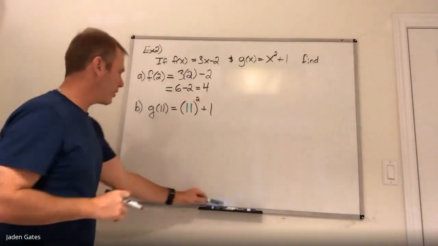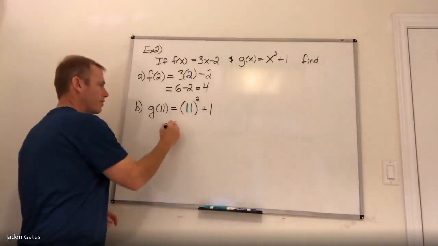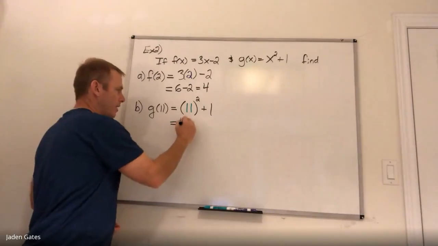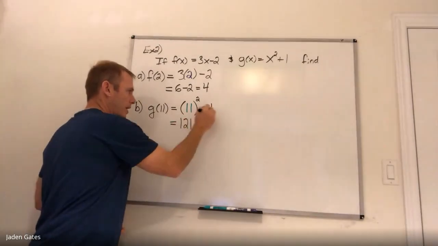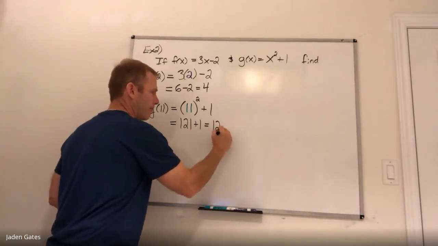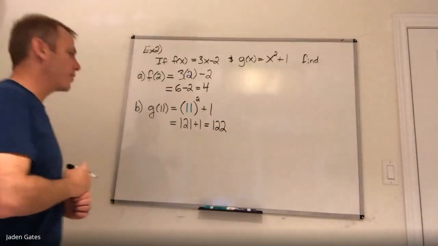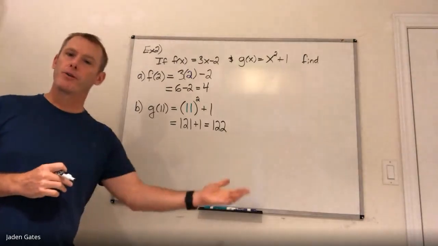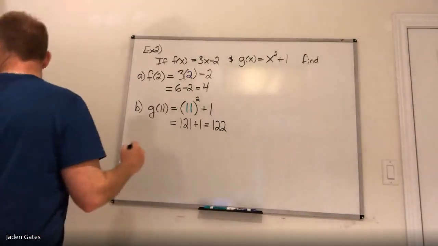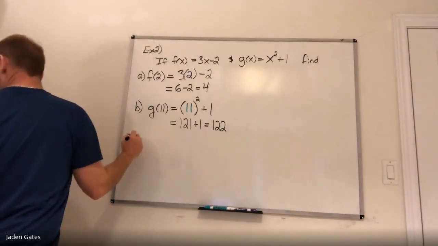All right, and so now I just do some calculations to find out what g of 11 is. I have 11 squared. I believe 11 times 11 is 121. And I have this 1 here. And so I can put those two together. And so g of 11 is 122. My x value is 11. My y value is 122. All right, C. Let's see here.